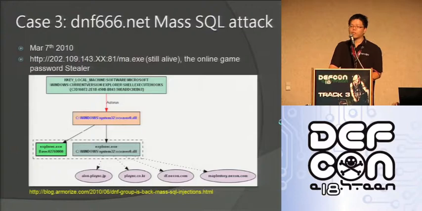Case number three is the DFN666.net samples that we collected a few months ago through the mass SQL injection attack that has been launched recently, starting in March. In this massive SQL injection attack, the malware will use a shell execute hook, meaning that it will affect your Explorer. So once you get infected, it will try to connect to all these online games and then try to steal your username and password for these online games. We have a very detailed story about this massive SQL injection on our blog. And this one is still ongoing nowadays. So even though it first emerged back in March, it's still ongoing.